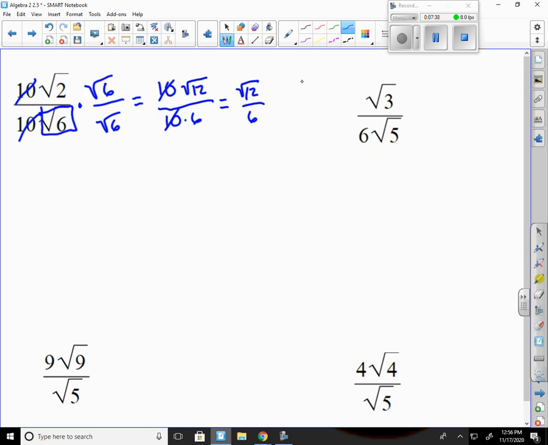Now we can break the 12 down to simplify that. What's going to multiply to give us 12? Six and 2. And then what's the 6 break down to? Yep. 3 and 2. Now we have a pair. That comes out in front. 3 stays inside. It's 2 root 3 over 6.